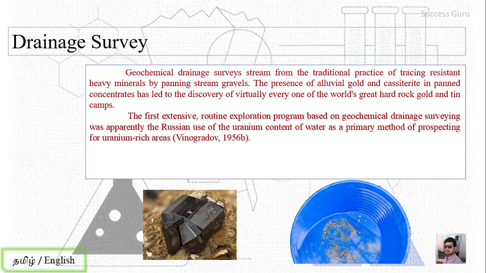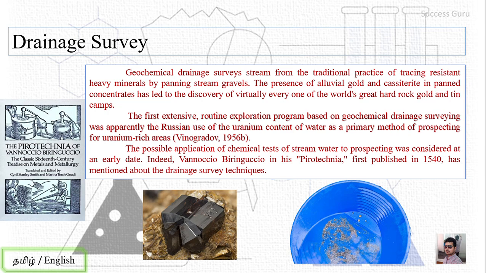The first extensive routine exploration program based on geochemical drainage surveying was proposed by the Russians, who used the uranium concentration of water as a primary method of prospecting uranium-rich areas. The possible application of chemical tests of stream water to prospecting was considered at an earlier date. Indeed, Vannoccio Biringuccio in his Pirotechnia, first published in the 1540s, mentioned the drainage surveying techniques.